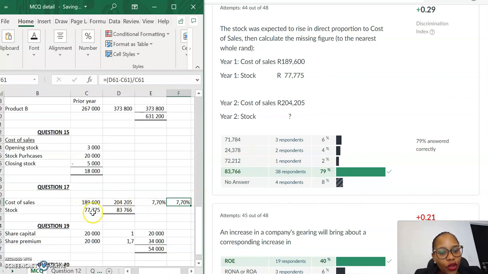Okay, and then all you need to do is make sure you're increasing the stock by the same amount. So I calculate the previous year's stock times 1 plus my actual percentage, which is the same as the cost of sales percentage. I get to a balance of 83,766. 83,766, 79% of the candidates got this correct. All you're doing is taking that same percentage with your previous balance and increasing it by that percentage, and you get to that figure.